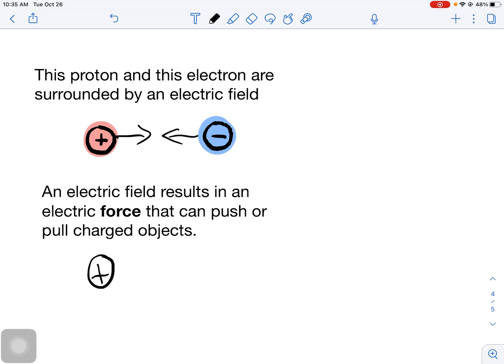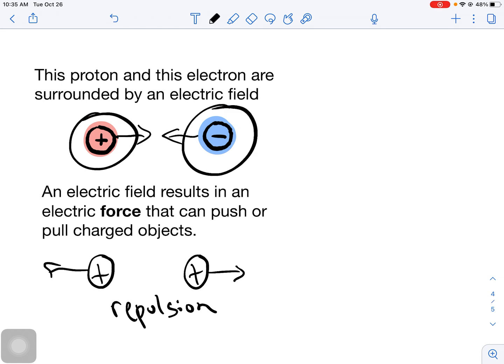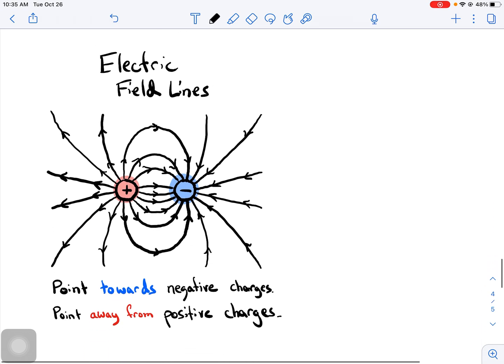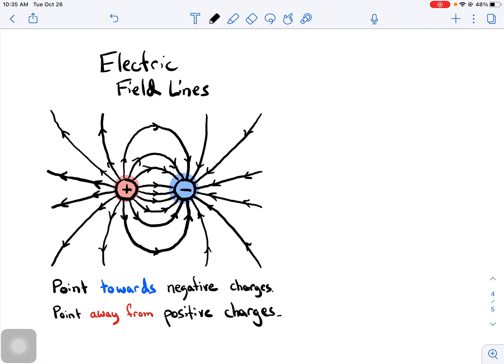If you had two positive charges, they would feel not a pull, they would feel a push. They would feel a repulsion. Like charges repel. Unlike charges attract. Remember that. Now, here's the last thing. As physicists, we want to draw these things that we can't see. That's one of the pieces of modeling.